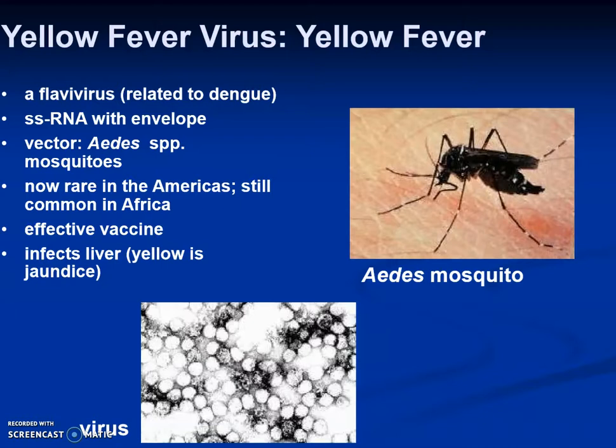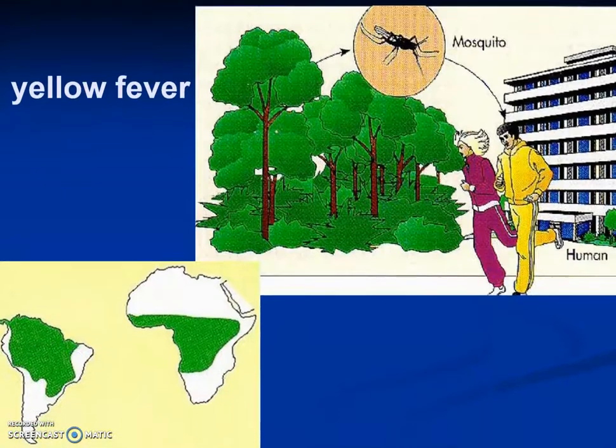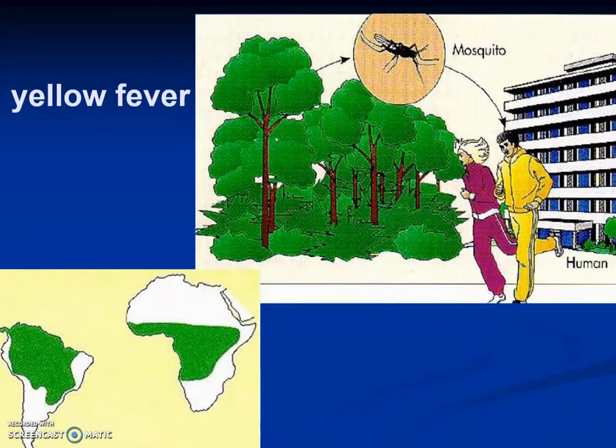There is an effective vaccine. If you travel to an area where it's common, you should definitely get the vaccine. It infects the liver and, of course, may cause jaundice because of that. Here we see the yellow fever, somebody being bitten by this mosquito, and that's how the disease gets transmitted.